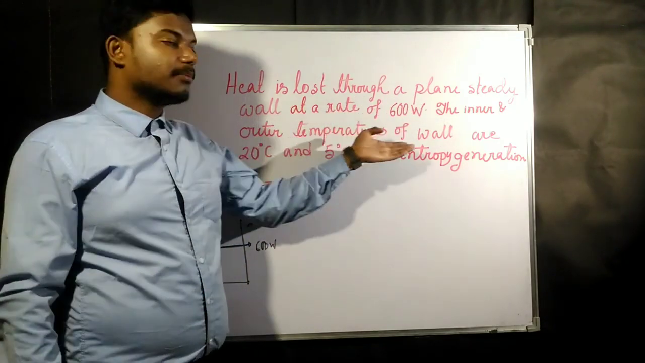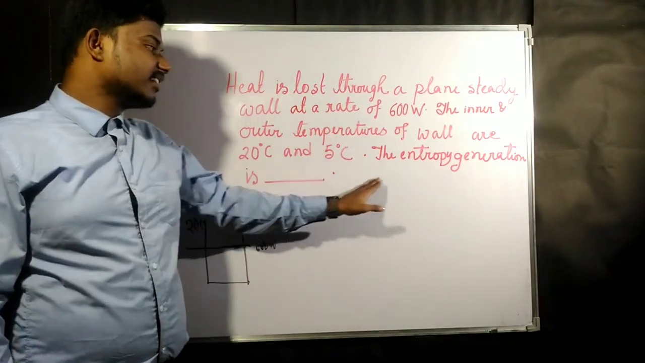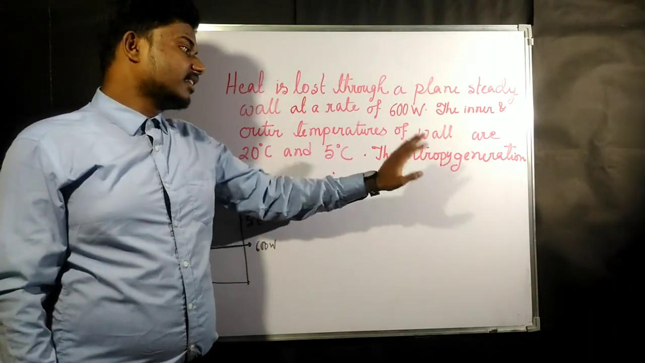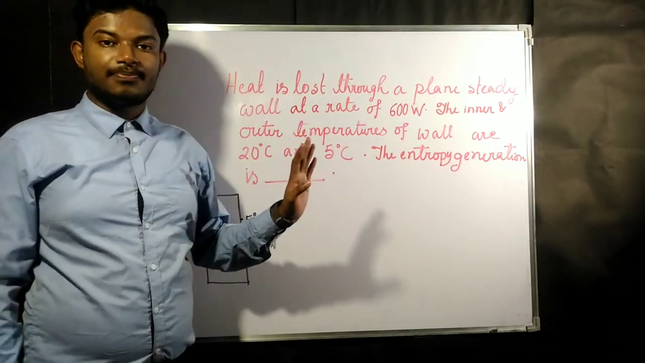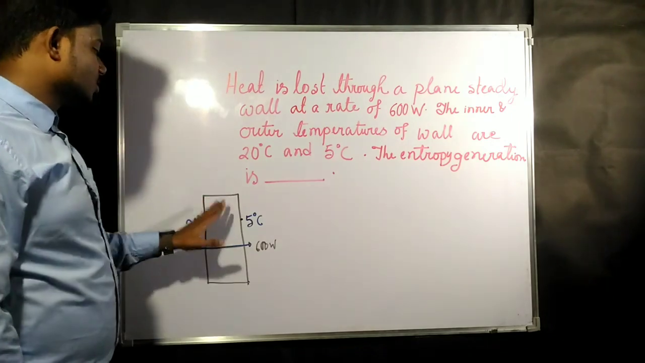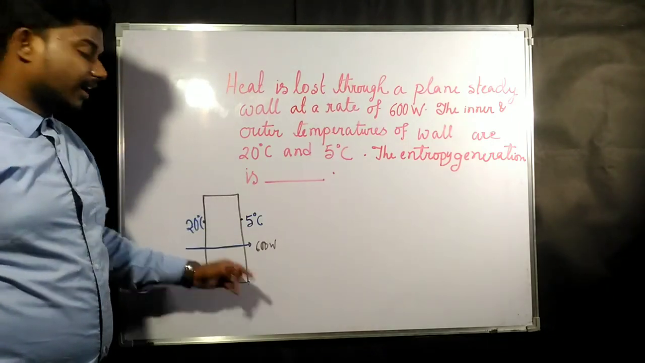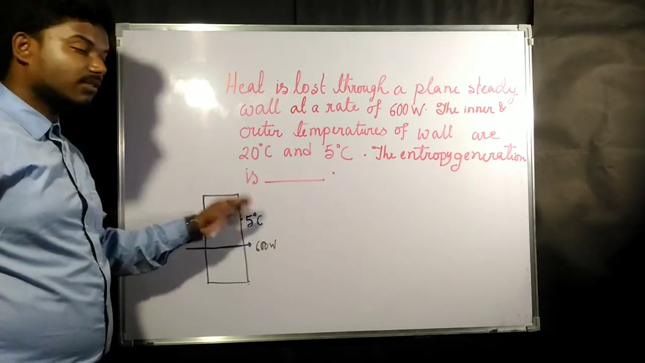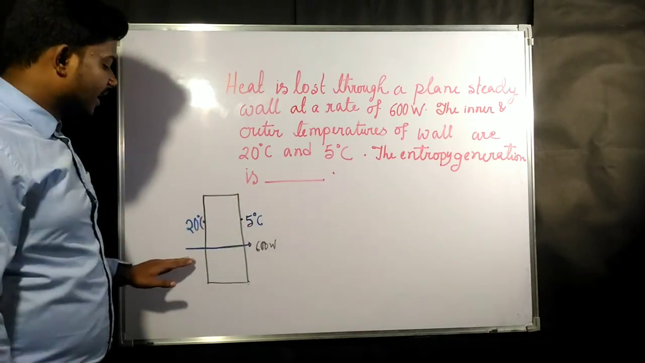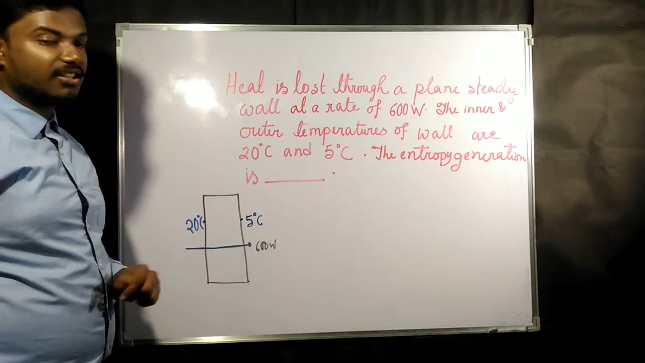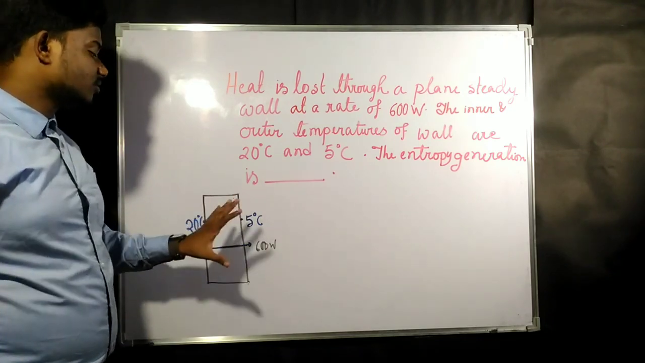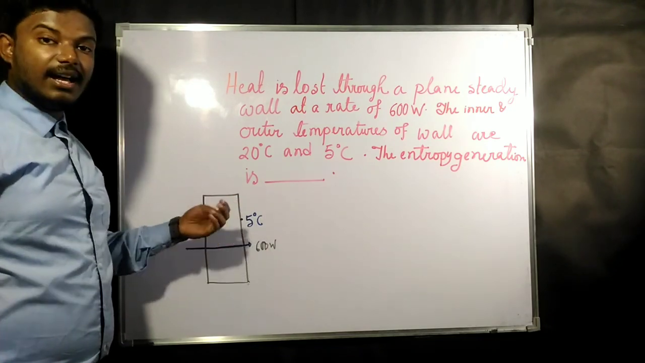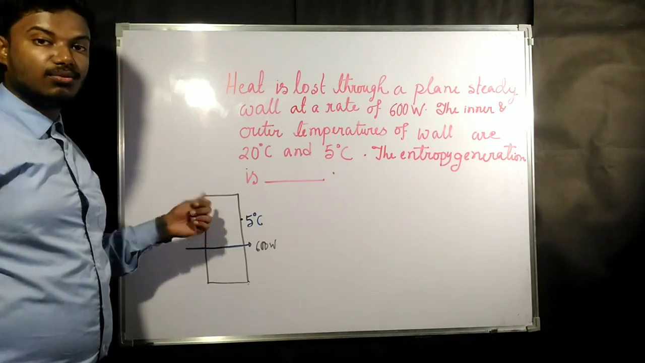The inner and outer temperature of the wall are 20 degrees centigrade and 5 degrees centigrade. The entropy generation is what? Okay, so this is one question. They have given us a wall and they have said that the outer temperature is 20 degrees centigrade and the inner one is 5 degrees centigrade, and heat at a constant rate of 600 watt is passing through this wall. So what is going to be the entropy generation within this wall?